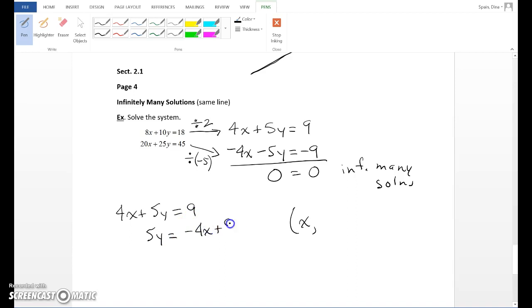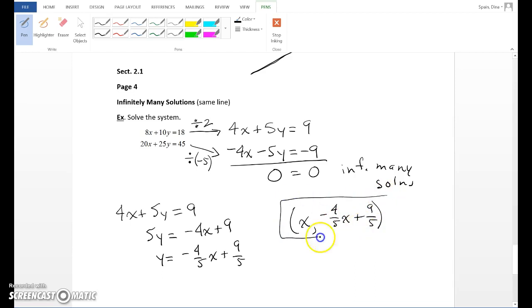Negative 4x plus 9y. Negative 4/5 x plus 9/5. Alright, you can pick your x arbitrary. That's where the infinitely many solutions comes in. X can be any real number whatsoever. But, you know, your y just can't be anything. Y is going to depend upon what x is, and it'll look like this: negative 4/5 x plus 9/5. Or, you know, you can have negative 4x plus 9, the whole thing over 5. It's the same thing. Sorry, 5.